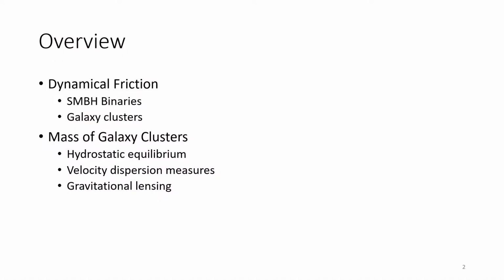In this talk, we will discuss dynamical friction and two important examples, supermassive black hole binaries and the mass distribution of galaxy clusters. Then we will talk about determining the masses of galaxy clusters with three different methods.